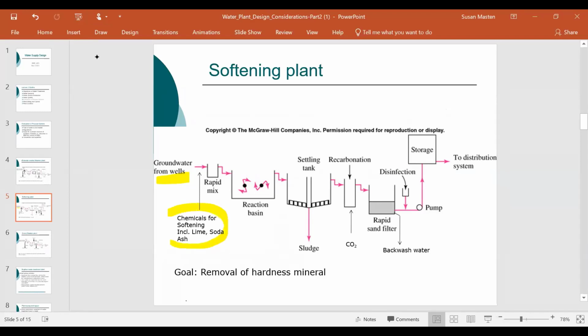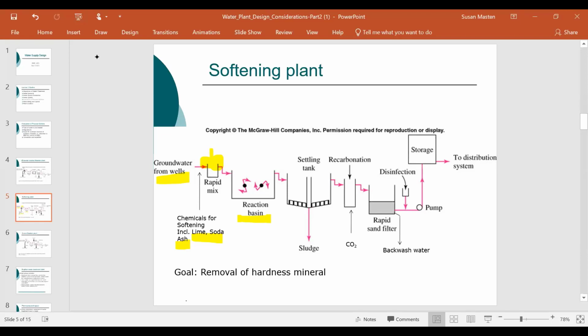The first thing we need to think about is what chemicals are we adding? So for softening, typically we're adding lime, soda ash. We have a rapid mix system, so we need to mix these chemicals very rapidly and forcefully. We want to make sure that we have good mixing. We then have a reaction basin where we're allowing the chemicals to react. And really what we're doing in the case of softening is a precipitation reaction. We then have settling, so we're allowing the solids to settle. We'll collect sludge.